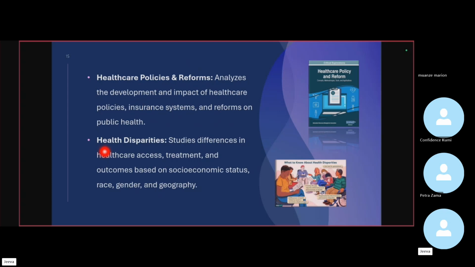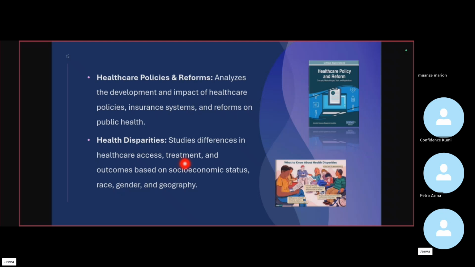Next is health disparities. Health disparities means studying differences in healthcare access, treatment, and outcome based on socioeconomic status, like race, gender, and geography. As I told you, many health disparities can occur, like based on the people's healthcare access. Those who are in urban areas have more access to the healthcare system, whereas in rural areas the healthcare system is very limited. So that is accessibility.